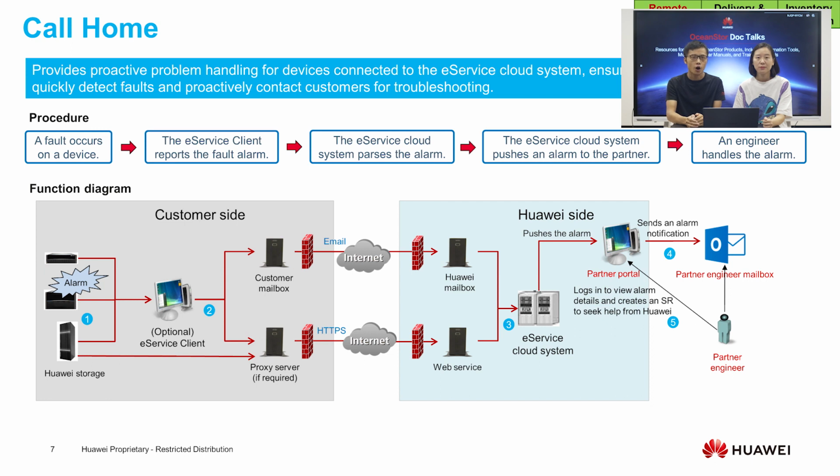After receiving the alarm, the partner portal sends an email to the partner's O&M engineer so that the partner can handle the alarm in time. For some complex problems, partners can also create Huawei eCare service requests on the eService partner portal to seek help from Huawei.